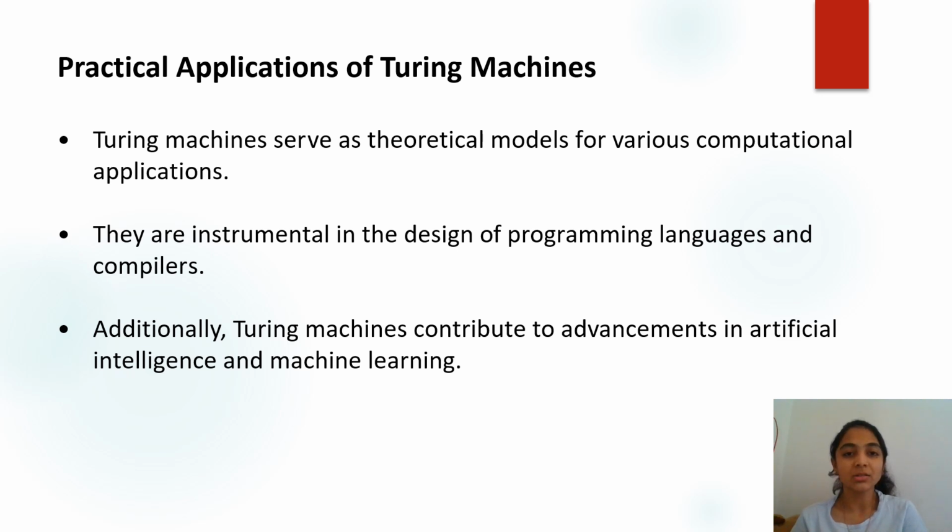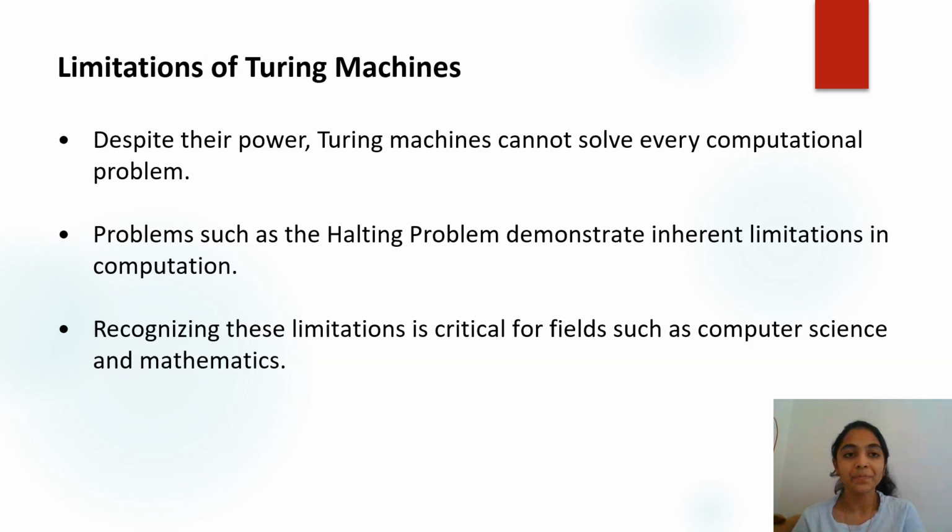Practical applications of Turing machines. Turing machines serve as theoretical models for various computational applications. They are instrumental in the design of programming languages and compilers. Additionally, Turing machines contribute to advancements in artificial intelligence and machine learning.